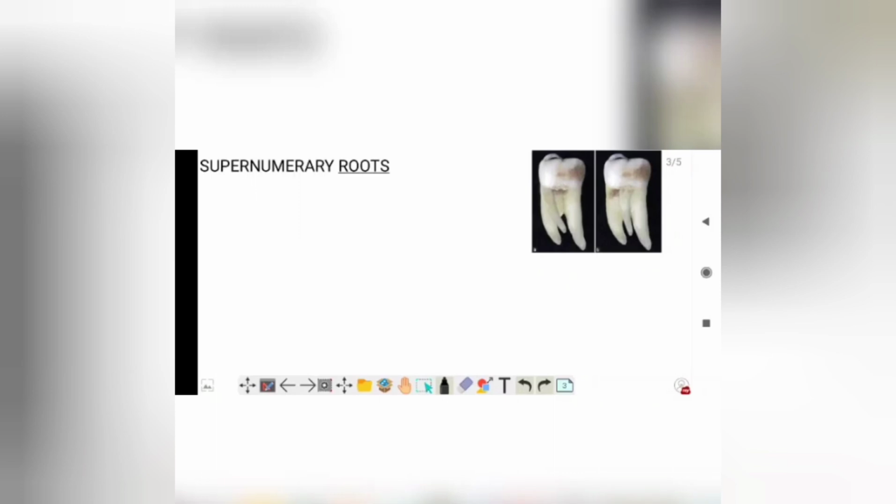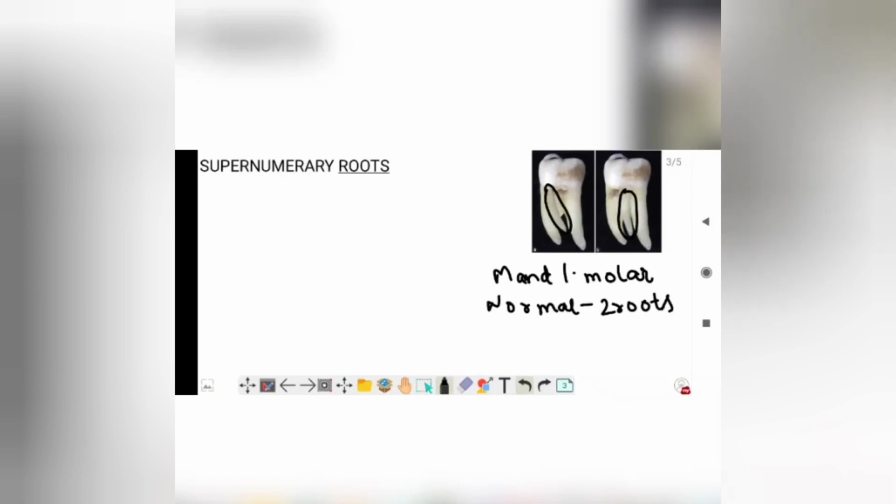Now let's look at this diagram. This diagram is of a mandibular first molar. The mandibular first molar generally has two roots. Normal is two roots. But in this diagram you can see that there is an extra root present, and this root is the supernumerary root.